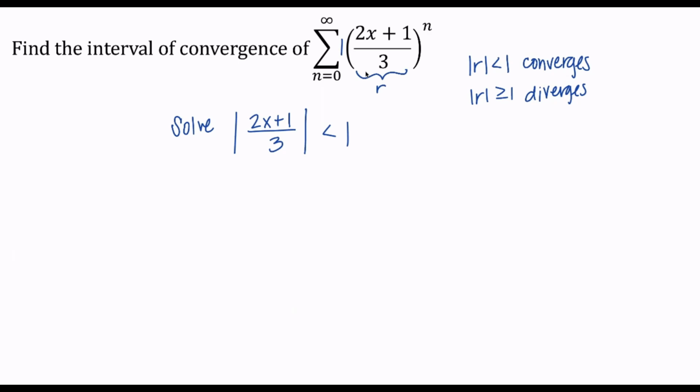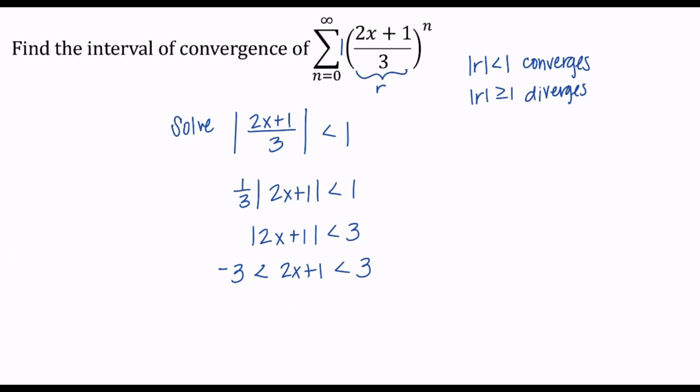Let's go ahead and factor the 1/3 out of the absolute value. 1/3 absolute value of 2x plus 1 is less than 1. We'll multiply both sides by 3. So absolute value of 2x plus 1 is less than 3. And then we'll solve the 3-part inequality. So we'll have negative 3 is less than 2x plus 1 is less than 3. We'll subtract the 1 from all 3 parts.